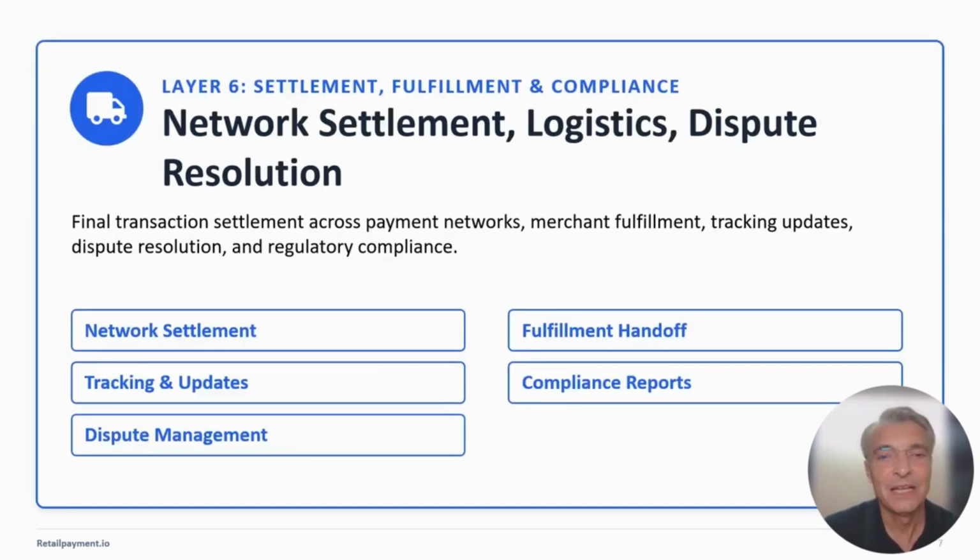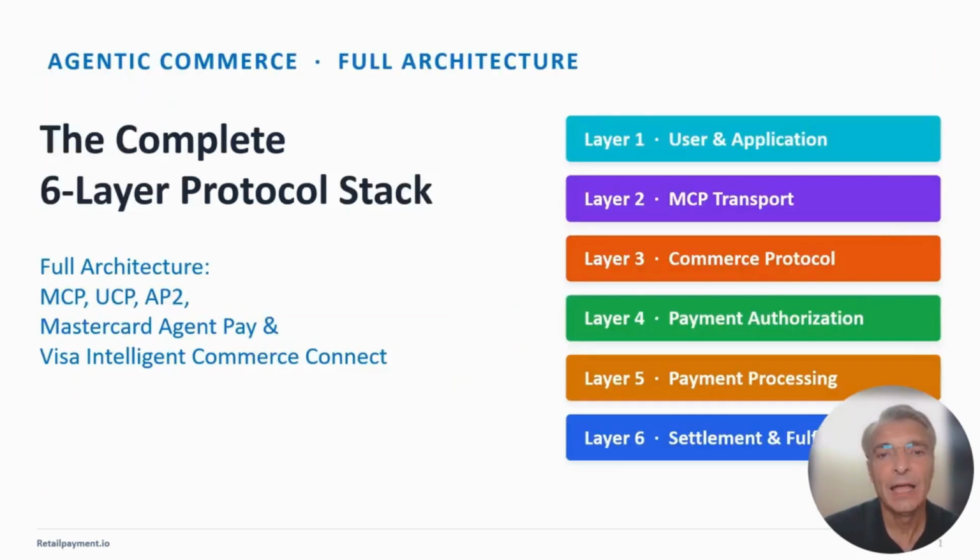And then we are already at layer 6, the last layer. Layer 6 is where everything happens after payment is done. The network settles the funds between the banks, the merchant ships the product, does the tracking, and if something goes wrong, there's a dispute resolution and compliance process in place. Then when this is initiated, you get a confirmation or feedback at your application layer. And the application layer is layer 1.